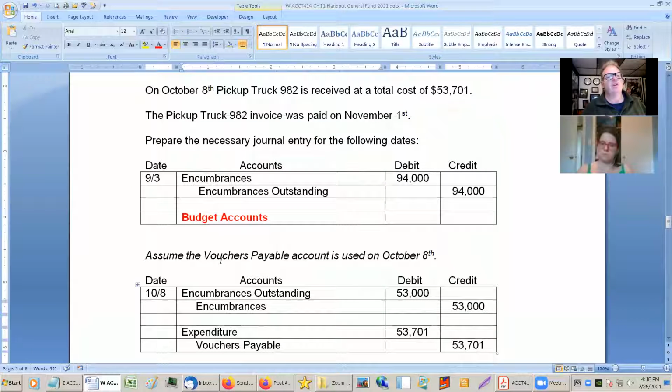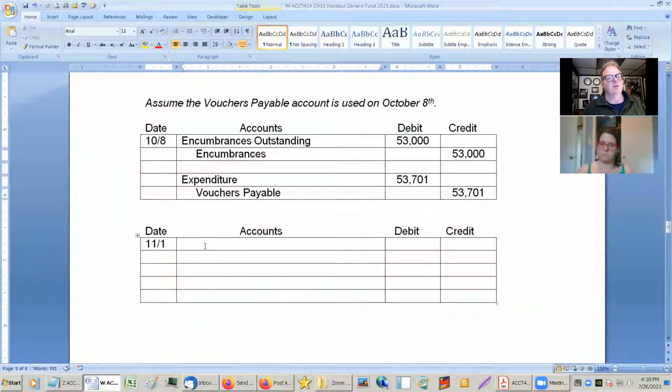And down here, we paid for it. Paid the invoice. So we have vouchers payable. So this is a liability going up here. This is the liability going down. Now we're paying. Cash.